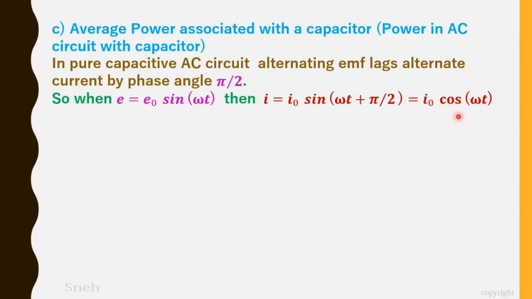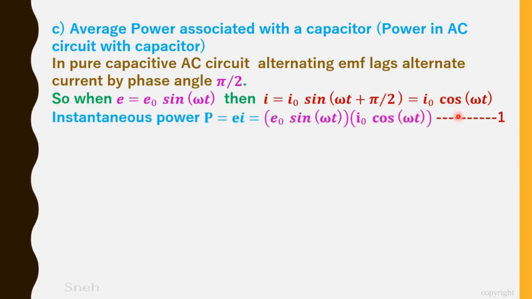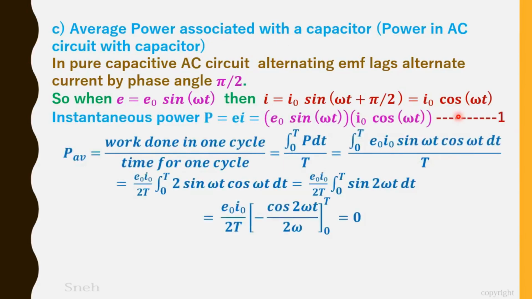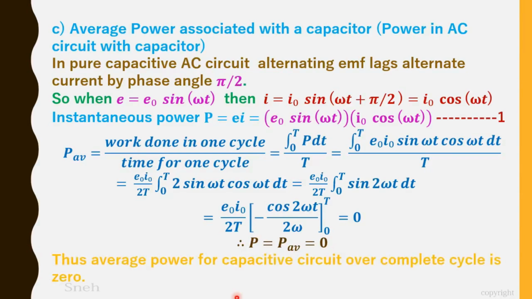Now the further procedure is again the same as which we have seen for resistor and inductor, and we come across the value of P, the average value of power in a capacitive circuit, and that comes again 0. So we can write P average is equal to 0, and here again we can say that the average power of a capacitive circuit over a complete cycle is also 0. So what we have seen, in case of a resistive circuit, average power is ERMS into IRMS.